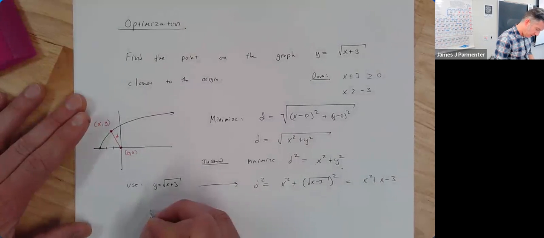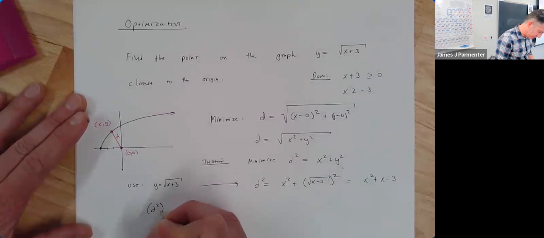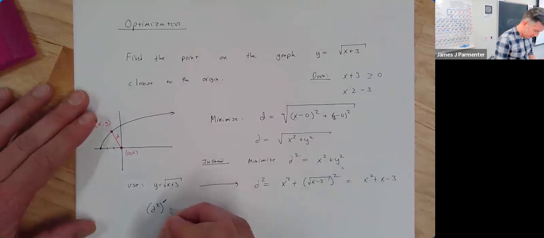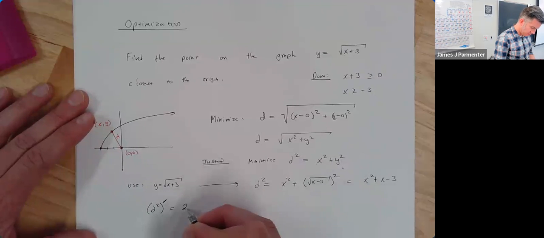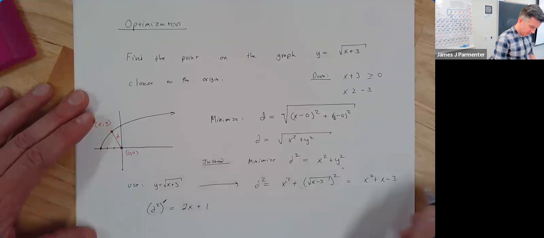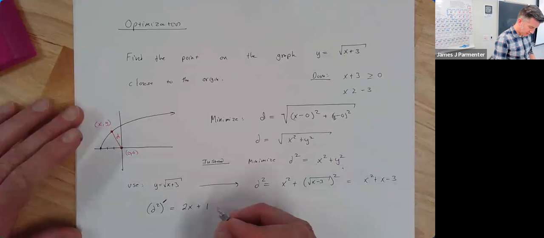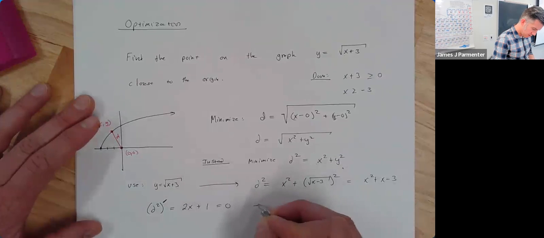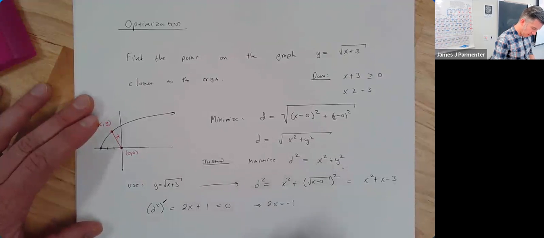So the derivative of d squared, you're just going to write d squared prime. We're not doing anything fancy here. That's going to equal the derivative of x squared plus the derivative of x plus the derivative of 3. We're going to set that equal to 0. And then we're going to get 2x equal to -1, x equal to -1/2.